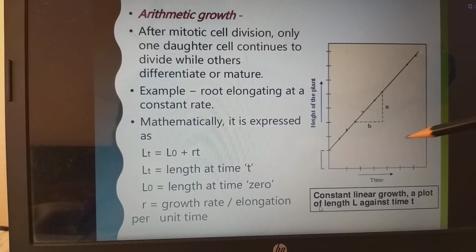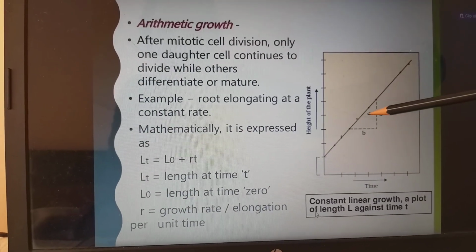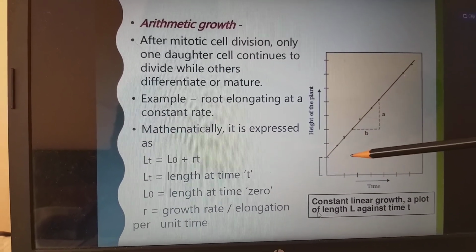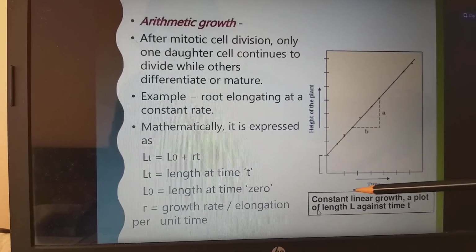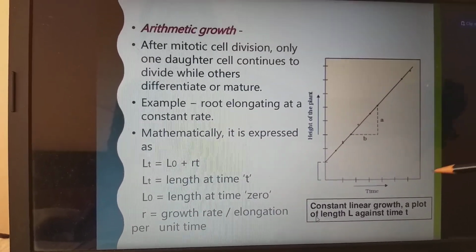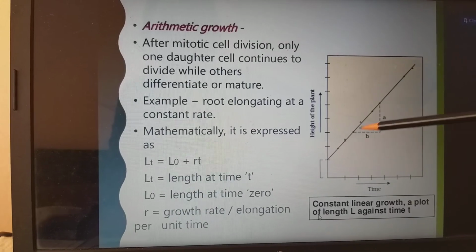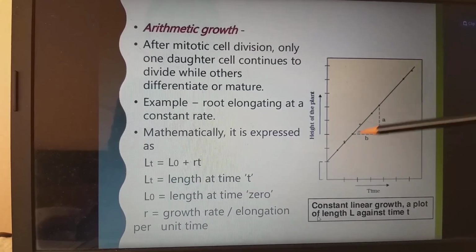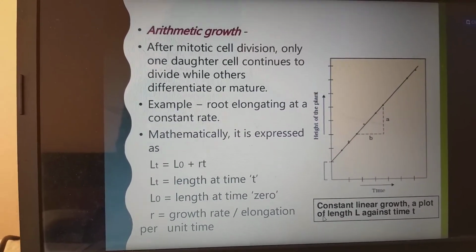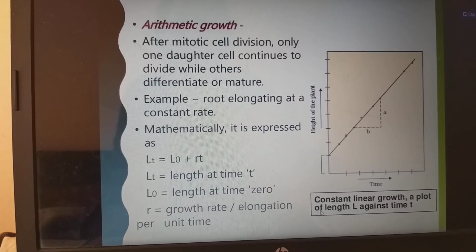So there will be a constant linear growth in a plot of length L against t. So this is the height of the plant, this is the time. As time proceeds, the length of the plant will be elongated linearly in a constant fashion. This will be defined as arithmetic growth.